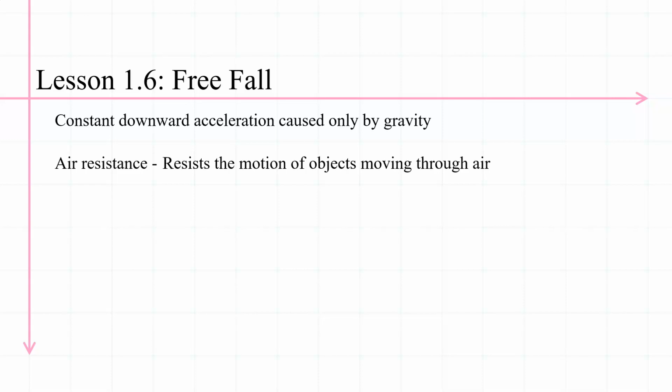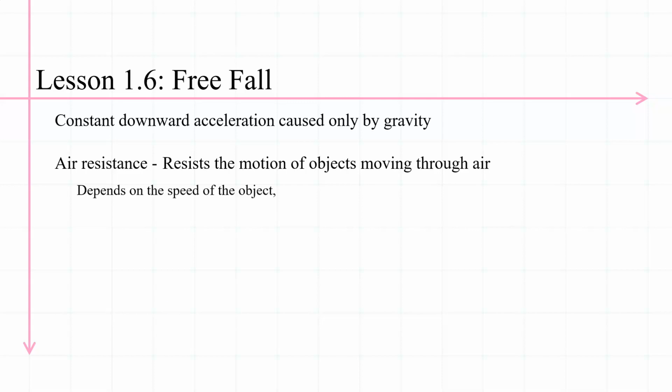It's just now we're going to have to be thinking about it, especially when we consider whether an object is in free fall or whether air resistance is having a big impact. Because again, if air resistance is having an impact, the object isn't just accelerating because of gravity. Now we have something else affecting it, and it's not truly in free fall.